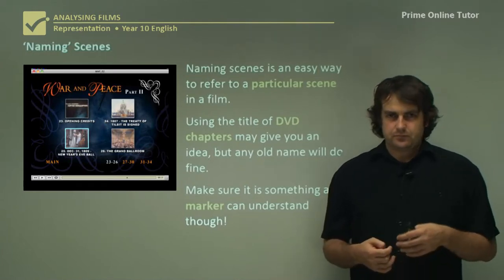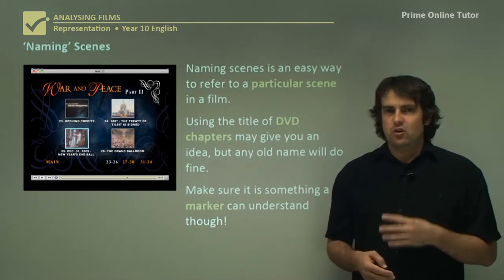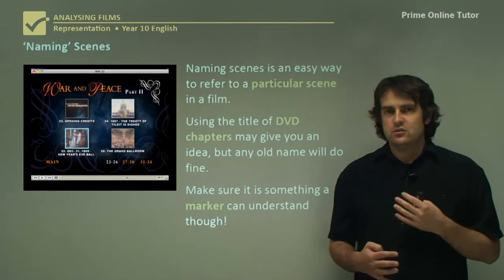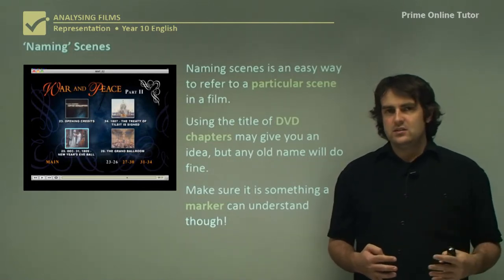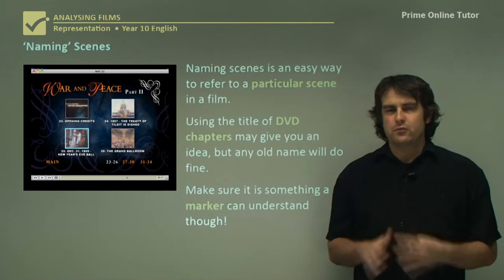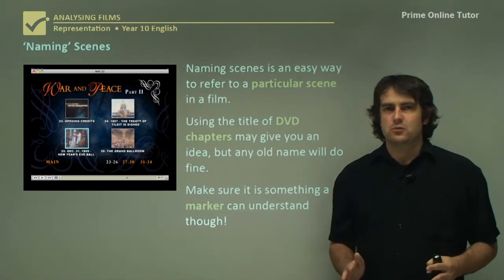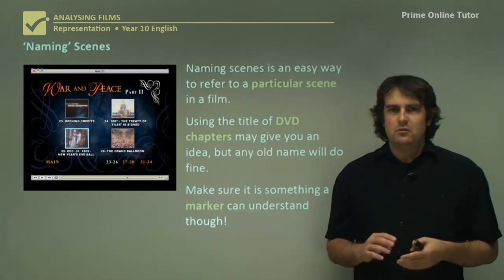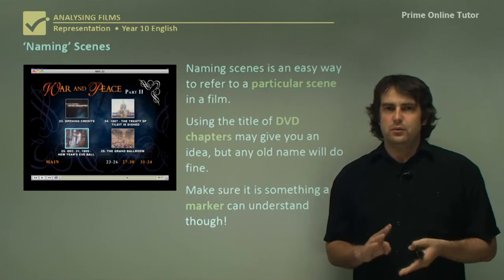So it's just very simple to come up with an ordinary name, something which tells you exactly what the scene is that you're referring to, and then you can just go on with writing about it. You don't have to focus on it too much more. So that's about it, really. There's not really a lot more to plot devices than that.